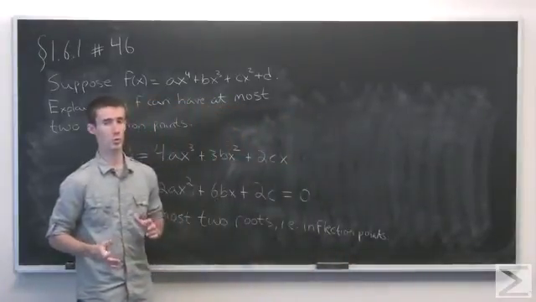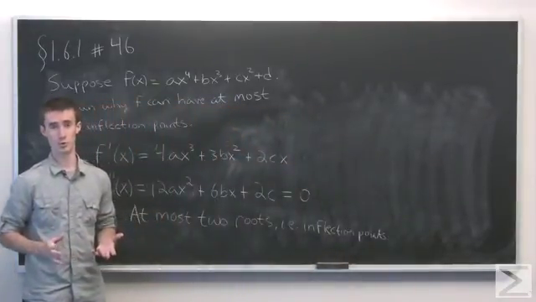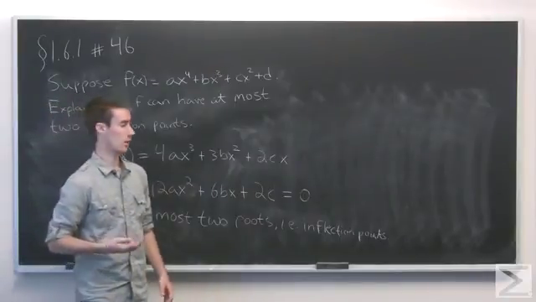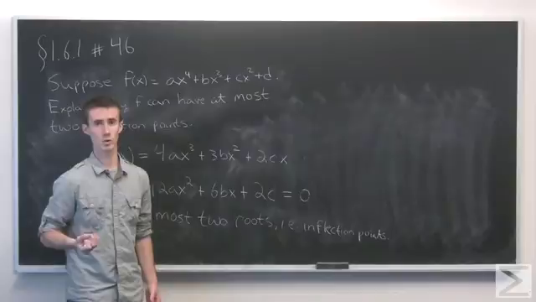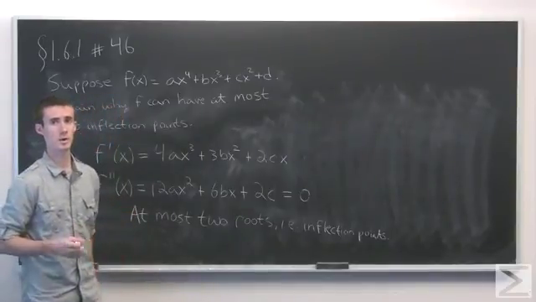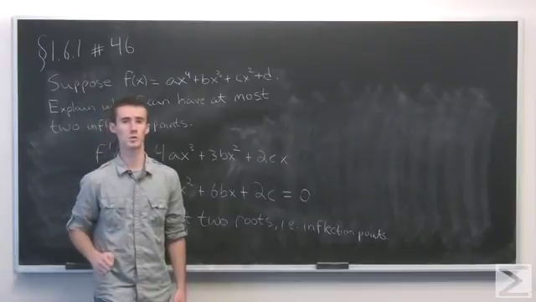Now this polynomial, or this quadratic, will have 2 roots, but they may or may not be distinct. If they are not distinct, then all that means is there's only one inflection point. But this thing is guaranteed to have at most 2 roots and at most 2 inflection points.